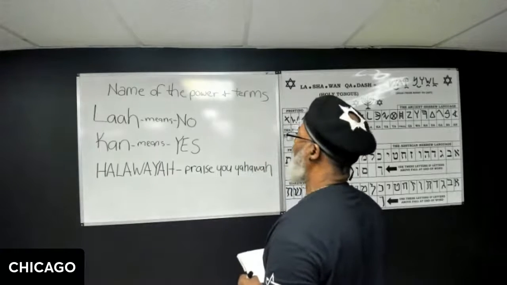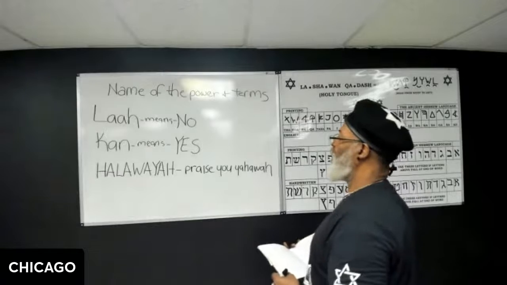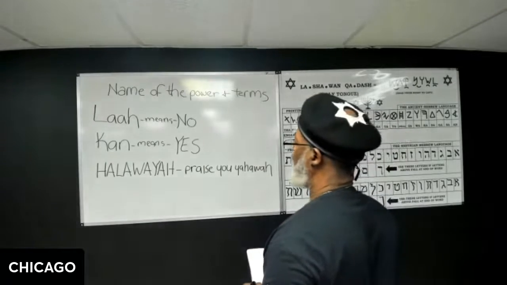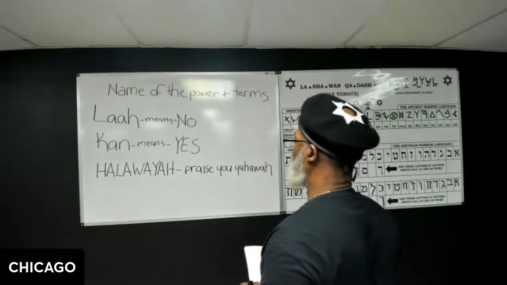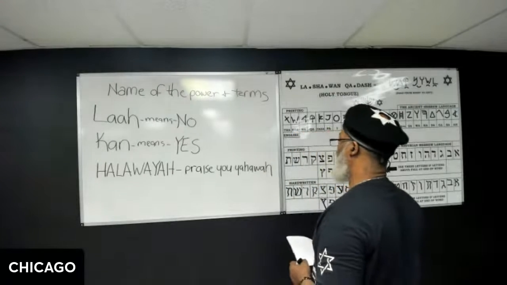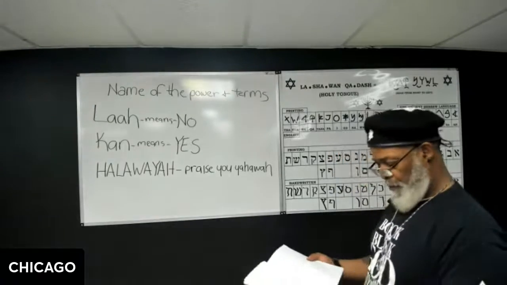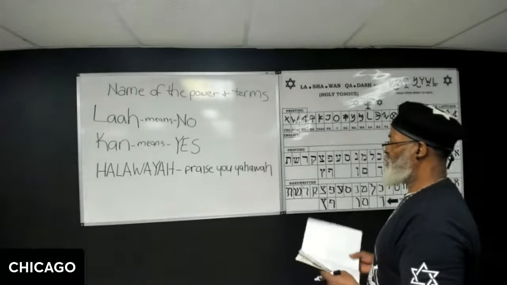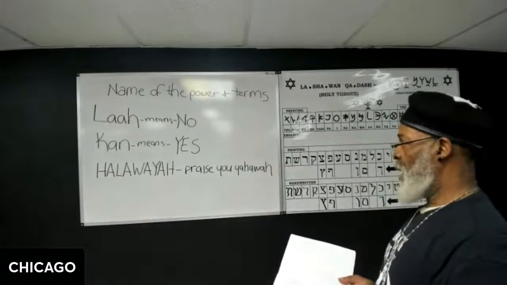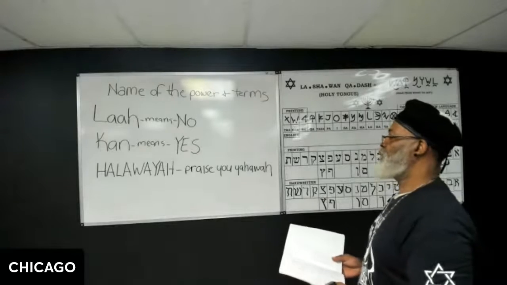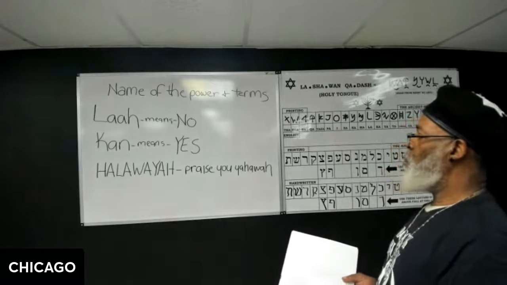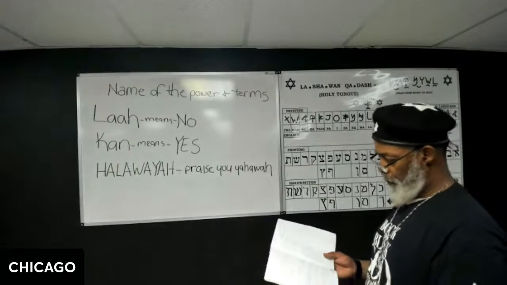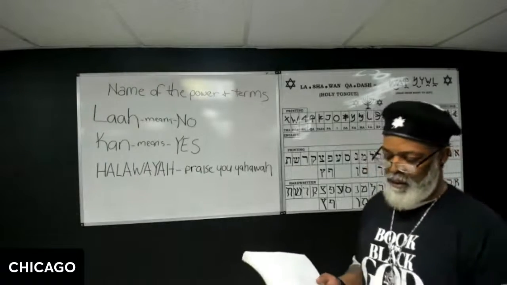Okay, we got lo, which means no. We have ken, which means yes. Hallelujah, praise you, Yahweh. Names of the powers and terms. Lo means no. Ken means yes. Hallelujah means praise you, Yahweh. Give you a few seconds to write that down, and we'll be moving on.